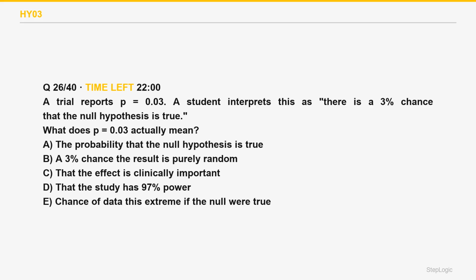What does p = 0.03 actually mean? A trial reports p = 0.03. A student interprets this as there is a 3% chance that the null hypothesis is true. Read the command, the true meaning of a p-value. It is a probability computed assuming the null is true.